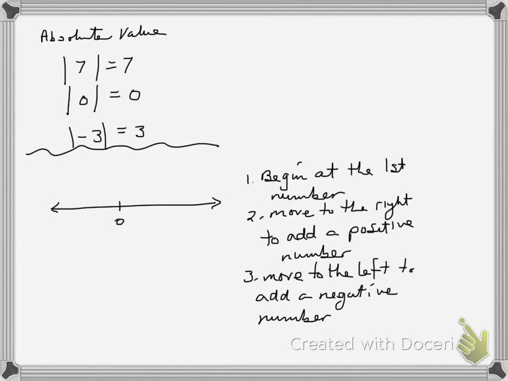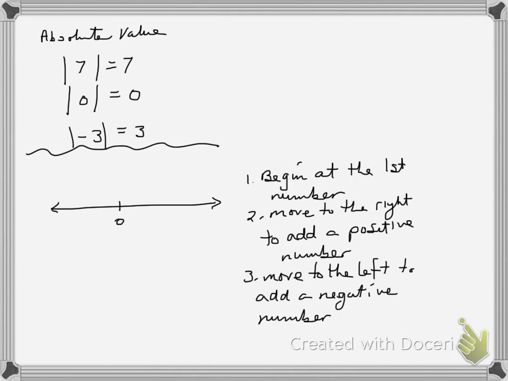Okay, to add signed numbers with a number line, we'll begin with the number line. My 3 rules are going to be, I'm going to begin at the first number, and I'm going to move from there to the right if I am adding a positive number, and I'm going to move from the original position to the left if I'm adding a negative number. So let's see how this would work.